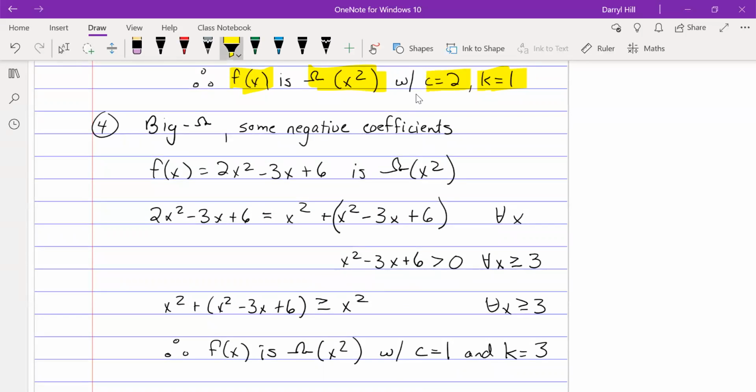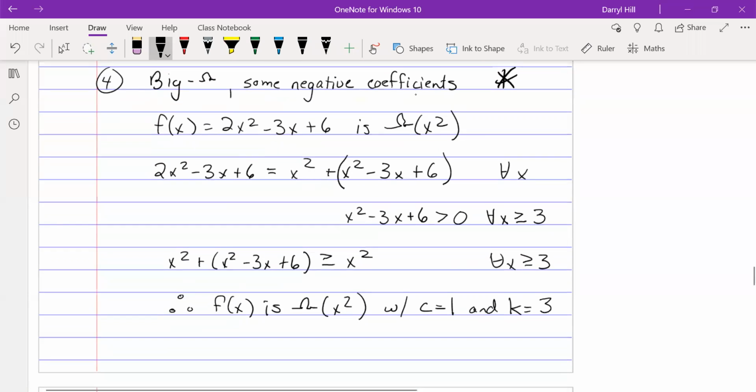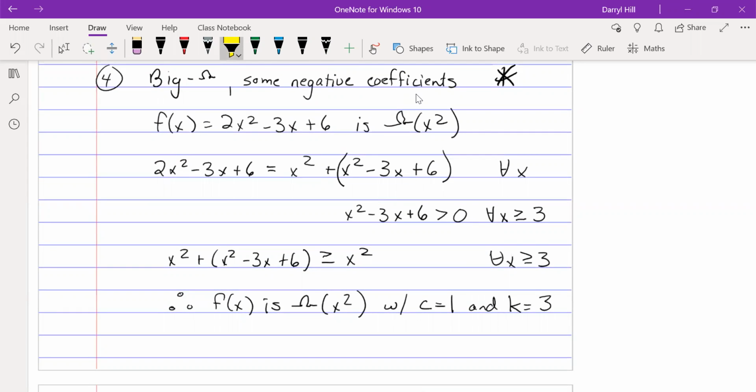Big omega with some negative coefficients. This is perhaps the most complicated one, although any one of them can trip you up if you're not careful. So f of x equals 2x squared minus 3x plus 6 is big omega of x squared. The problem is that to start with, this function decreases, but we want to find a function that bounds it from below. Because x squared doesn't decrease, we're going to take this 2x squared and divide it into x squared and x squared. These two expressions are equal, but now I've grouped these terms together. So this whole line is true.